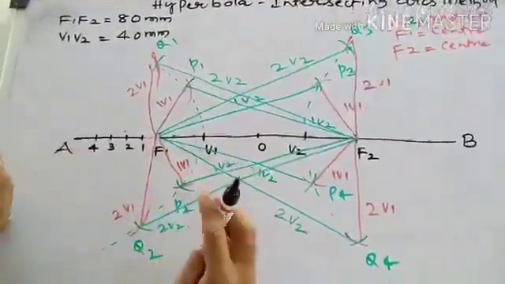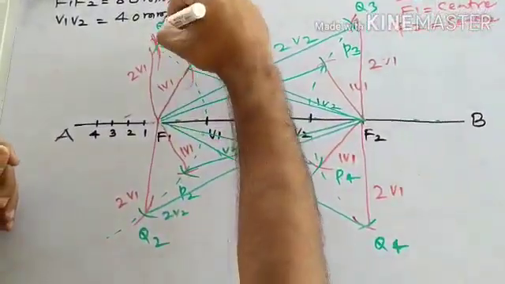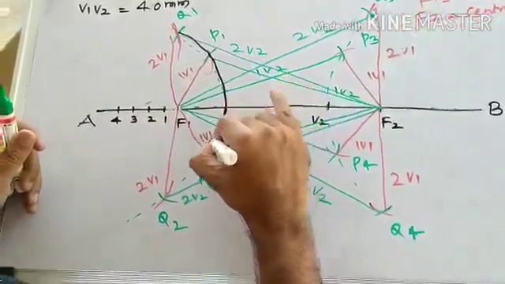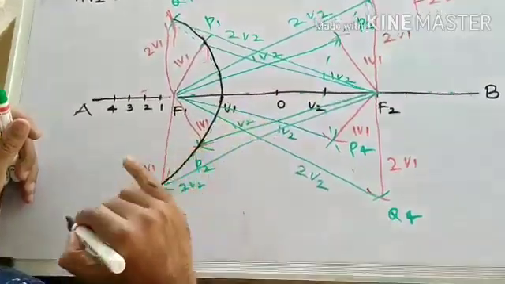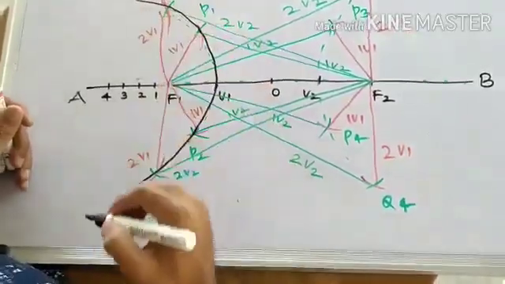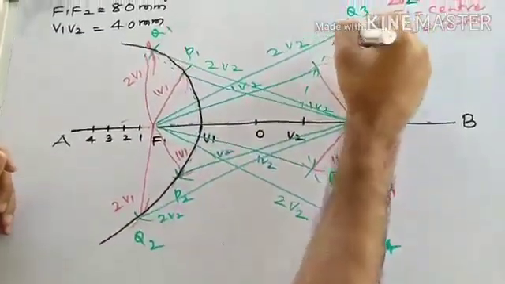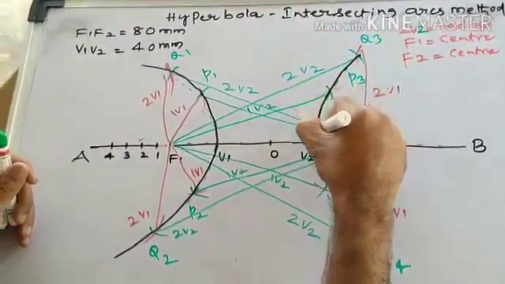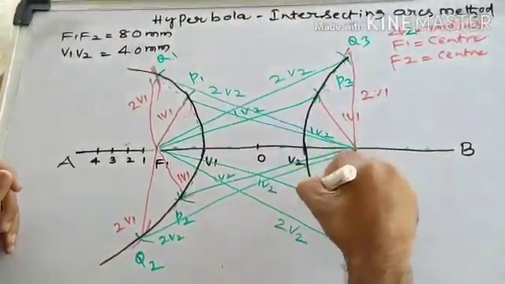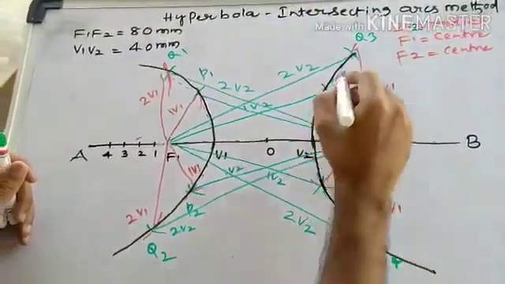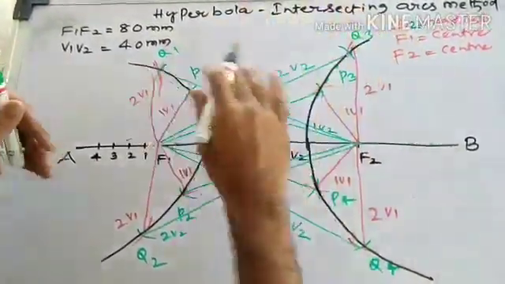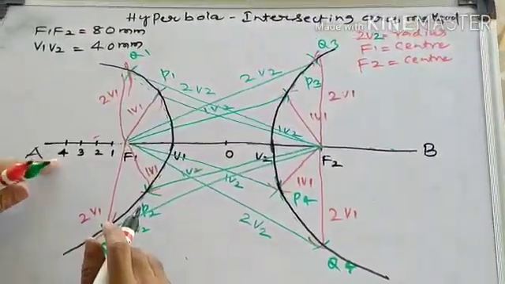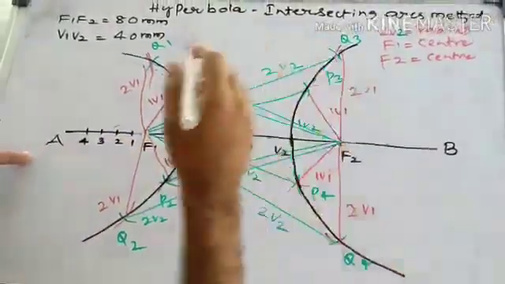Now you have to join all the respective points: Q1, P1, V1, P2, Q2. One hyperbola. Similarly, Q3, P3, P4, Q4. This we will call a pair of hyperbolas. Third point, fourth point, fifth point, if you do the same procedure.